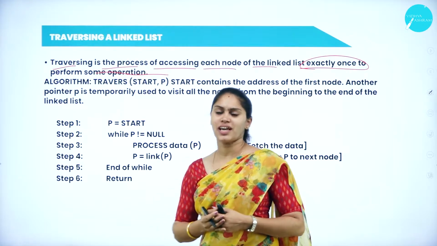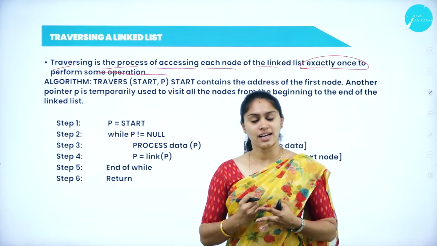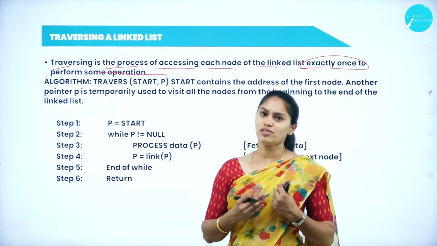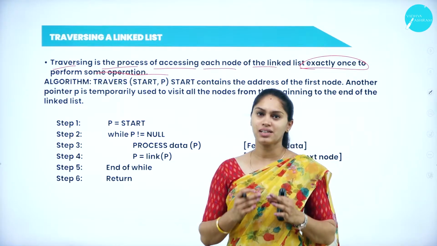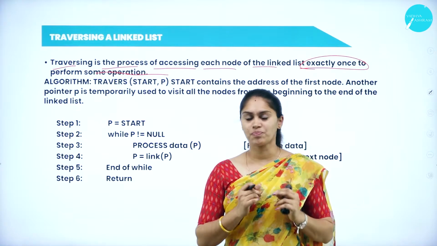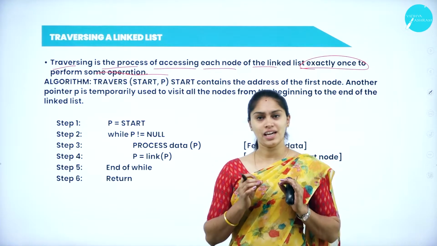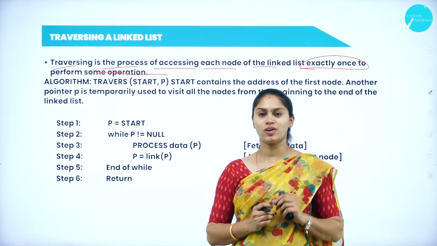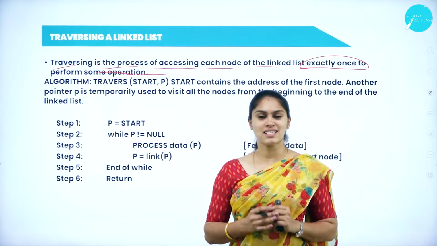That operation can be anything. That means I can create, I can delete, I can select, and I can merge. Okay, so those are all the operations. In order to do any of the operations, we have to visit, so we have to fetch the data from a particular linked list node. That is what traversing means. Visiting each node exactly once in order to perform some operation, we call that process traversing.